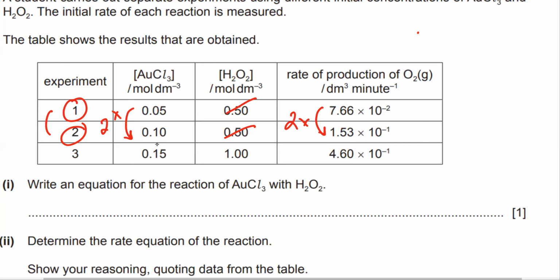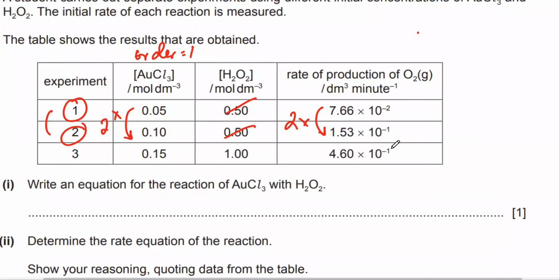So that means that's order 1. You changed the concentration, you doubled AuCl3, and the rate of the reaction also doubled. Like if you double this, you'll get this thing, 1.53. I mean, you can do that on your calculator. So it's increasing by a factor of 2. So that is basically order 1. AuCl3, it's order 1, directly proportional. You double concentration, the rate also doubles.